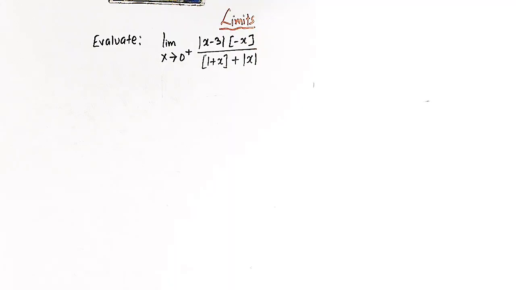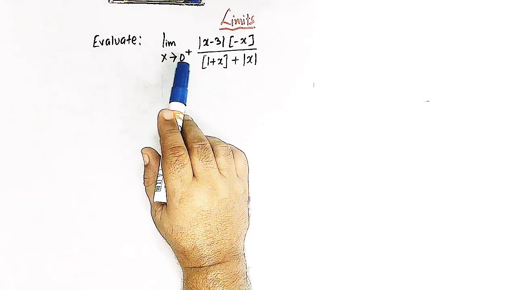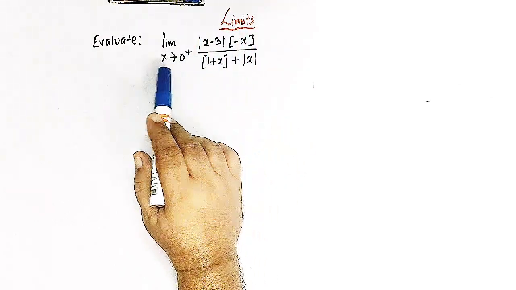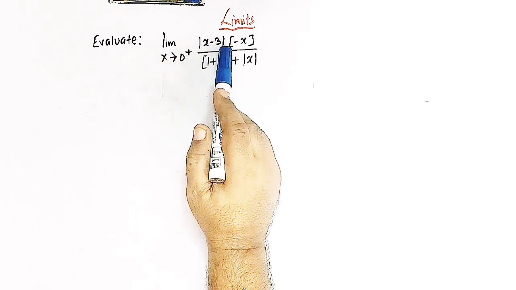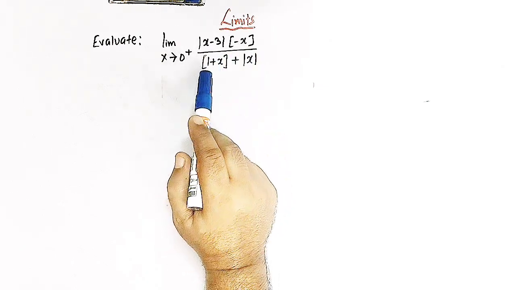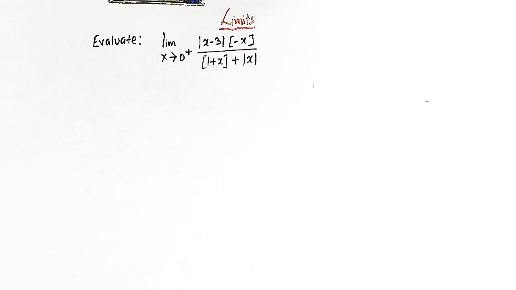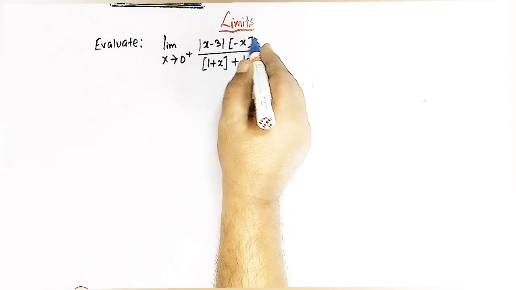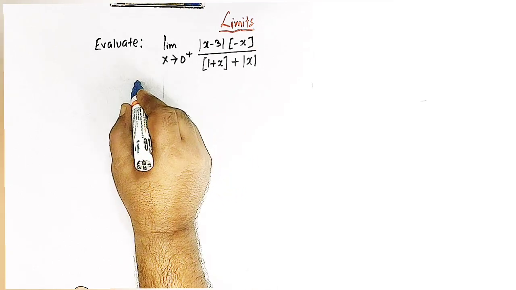Hello viewers, in today's session we are going to discuss another important problem from limits, and in this session we are going to find out the right hand limit of this function when x approaches 0, and here the function is mod of x minus 3 multiplied with the greatest integer of minus x and divided by greatest integer of 1 plus x plus mod of x. So here we have to find out the right hand limit of this function when x tends to 0.